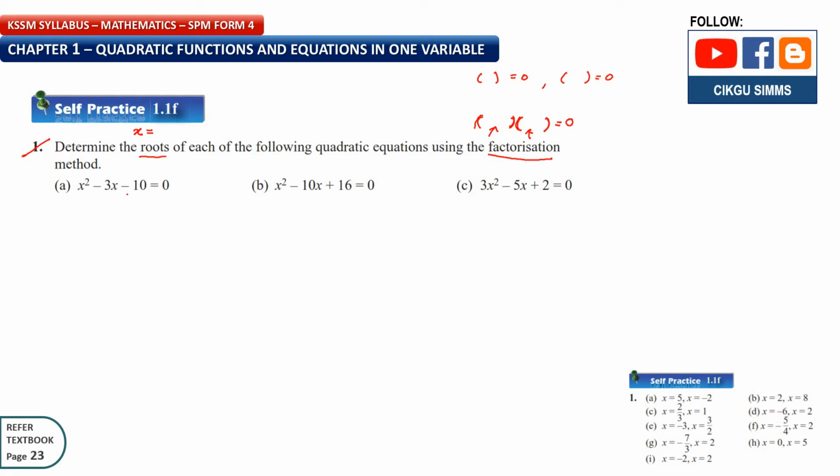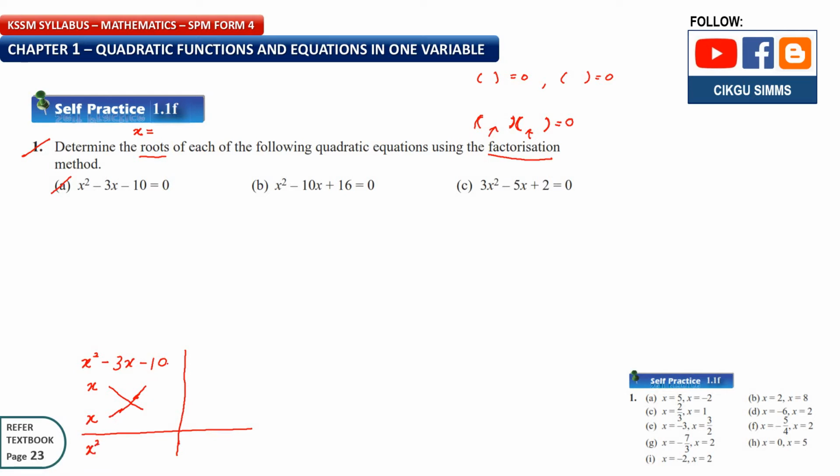X squared minus 3x minus 10 equals 0, the first question. I will do my working down here. So this is the question. You can draw a box like this, a cross like this. Okay, so to get x squared is x times x. So x times x, you get x squared.